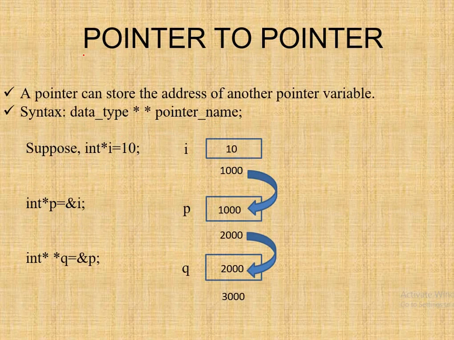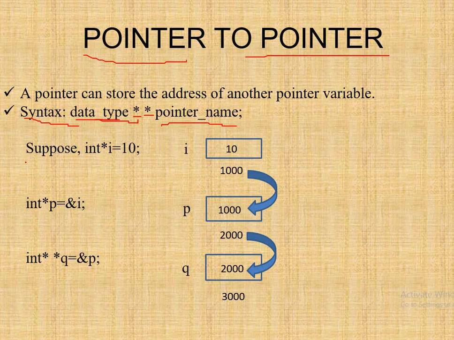Next is the wild pointer. When nothing is assigned to a pointer after declaration, it holds a garbage location, like this: int *ptr. Next is pointer to pointer. Like a simple pointer, a pointer can hold the address of another pointer also. To store the address of a pointer variable, we write the data type, then asterisk, again asterisk, then the pointer name.